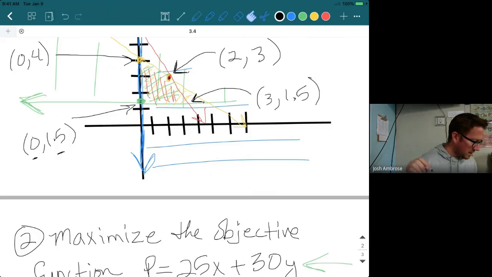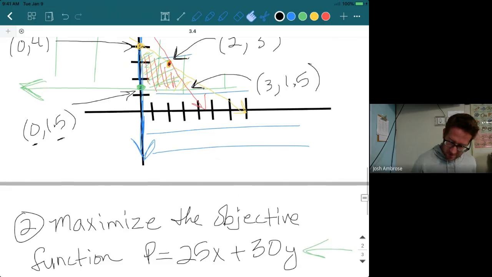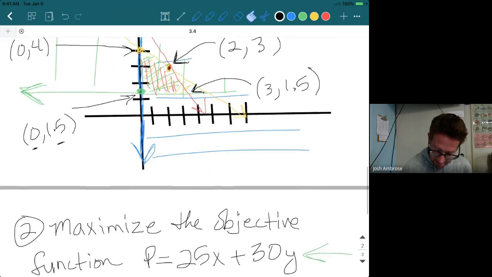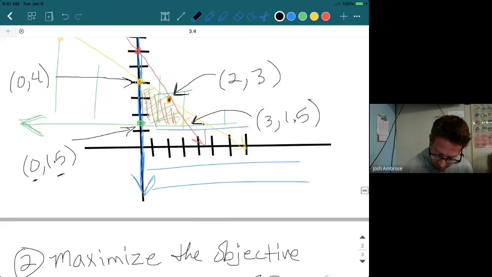Okay, and when we plug those in, let's get the calculator out here real quick. I'm believing it's going to be the (2, 3) vertice. Okay, so 25 times 2 and 30 times 3. That's the vertice right there. So what that tells us is that it is going to be this vertice right here.